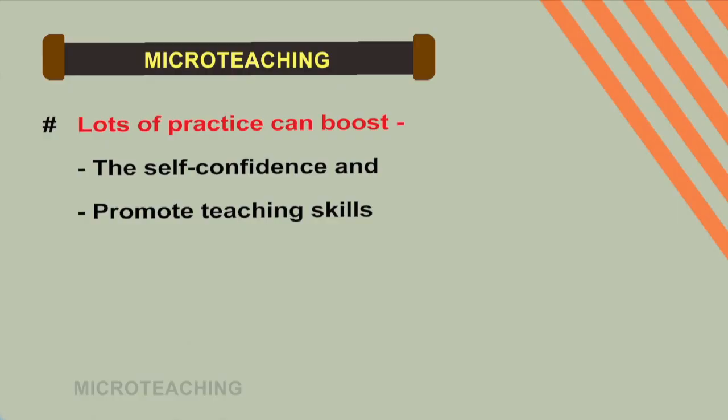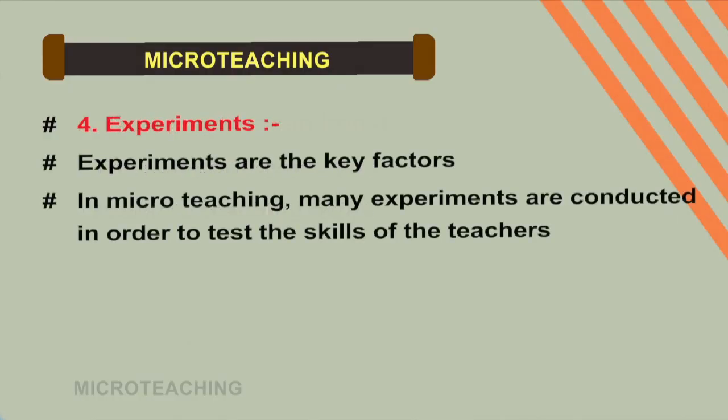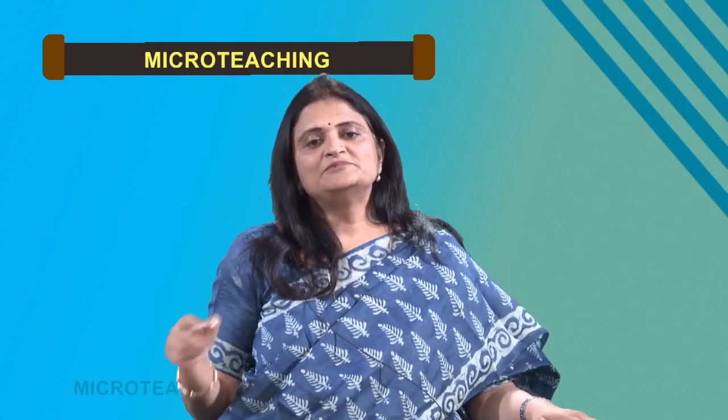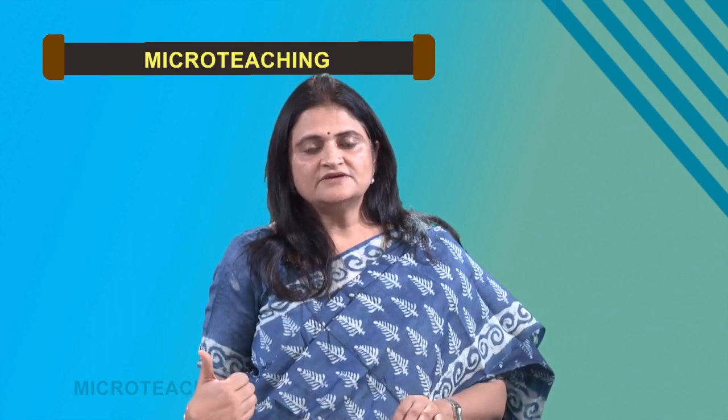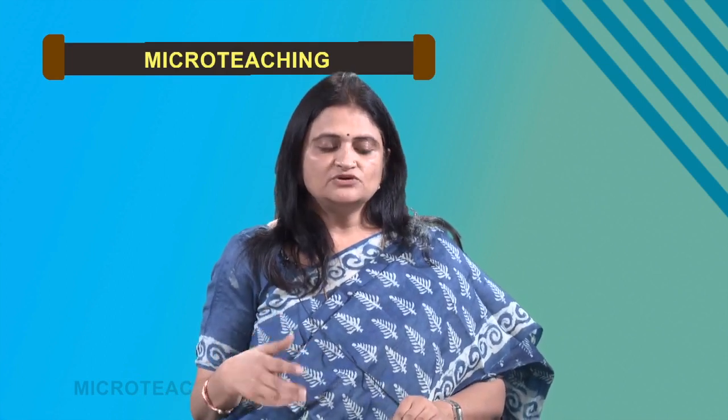The next vital feature of micro teaching is experimenting. It is a key factor. Experimentations are key factors, and many experiments are conducted in order to test the skill of the teacher and the students. So, it becomes a cycle. When you teach, you are at the giving end and at the receiving end, and then you take feedback and again you give. So, this is how you are evolving and developing.